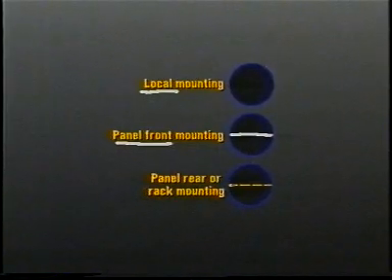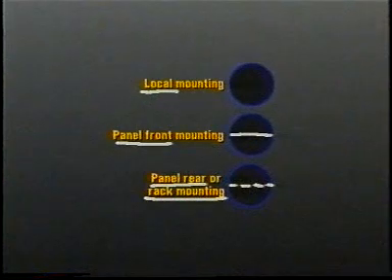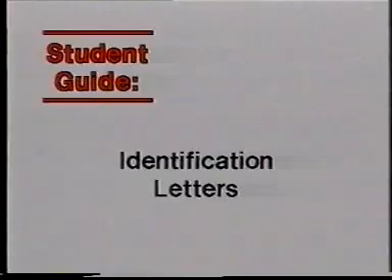If the line through the circle is dashed, this indicates that the device is located on the rear of the panel, probably out of sight of the operator. The dashed line could also indicate that the device is rack-mounted among many other rack-mounted devices. In your student guide, you'll find a list of identification letters and their meanings.